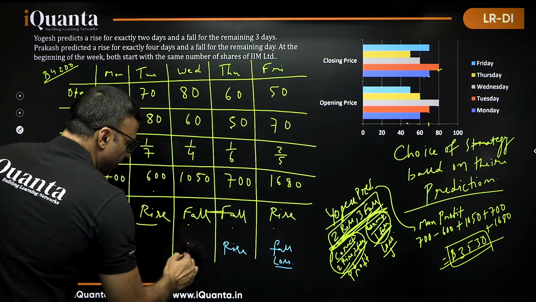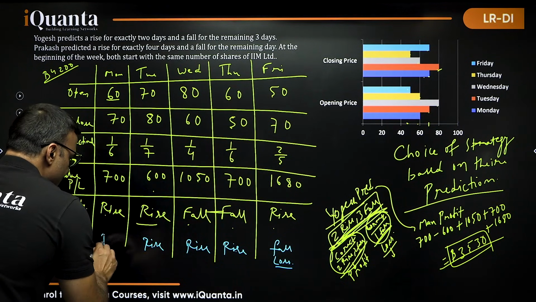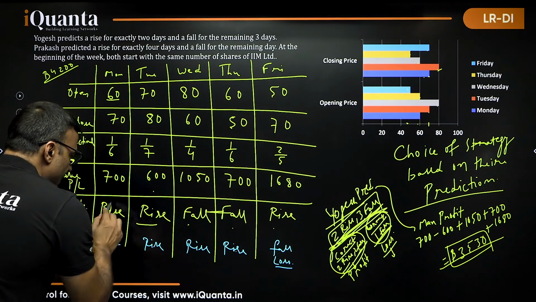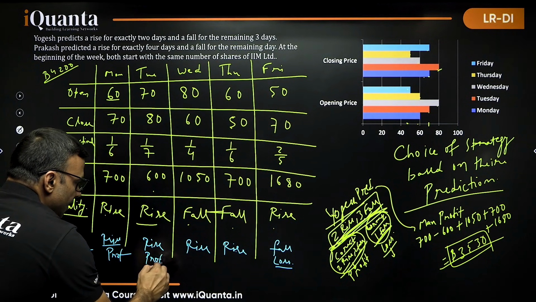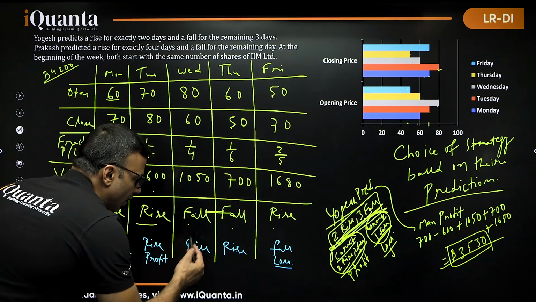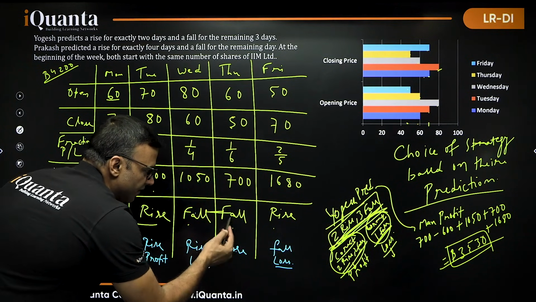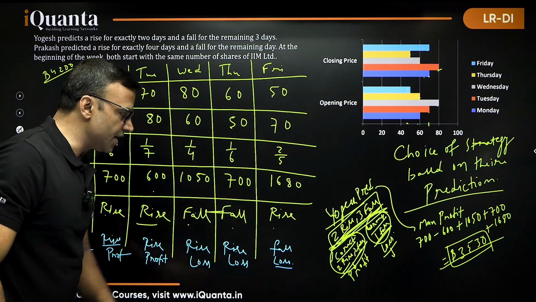Now, all the other four places he must have predicted rise. Now, according to this, what is going to happen? He is going to get a profit in this case, right? Because it is matching the prediction. In this case, he is going to face a loss, because his prediction is not correct. In this case, he is taking a loss.